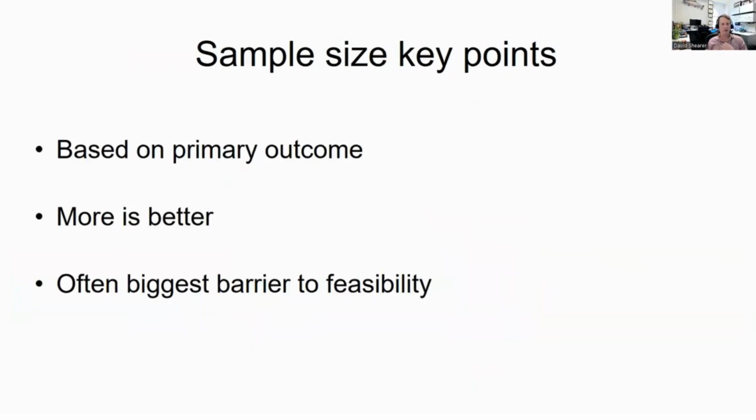So the key points are that it's based on the primary outcome. In general, more patients is going to be better, and it's probably the single biggest barrier to studies being feasible. And so you really want to spend a lot of time thinking about this and iterating on your study design to ensure that this is feasible.